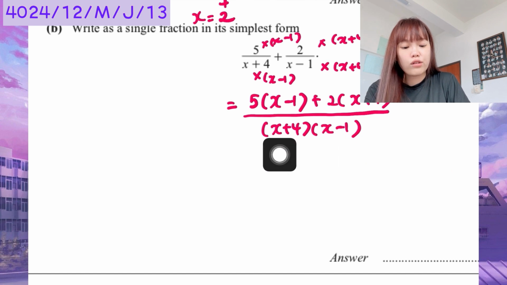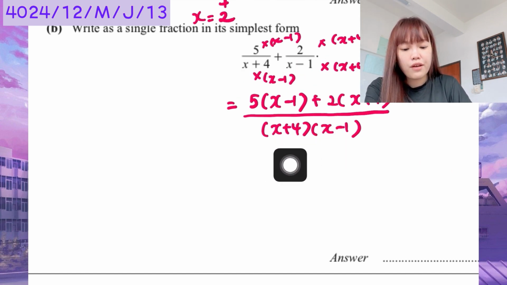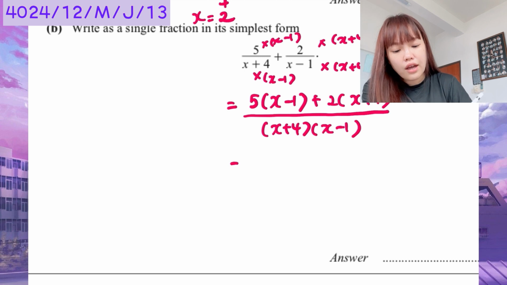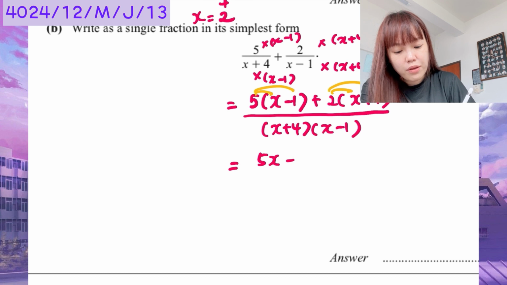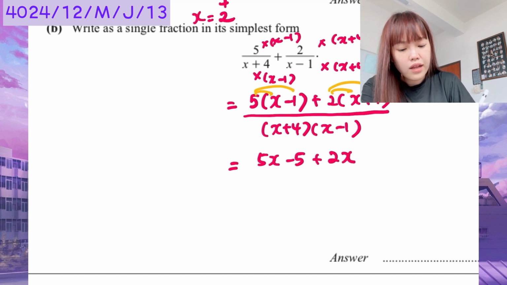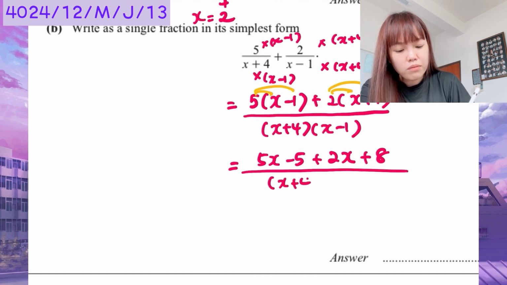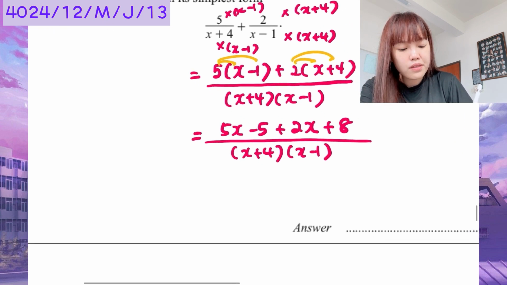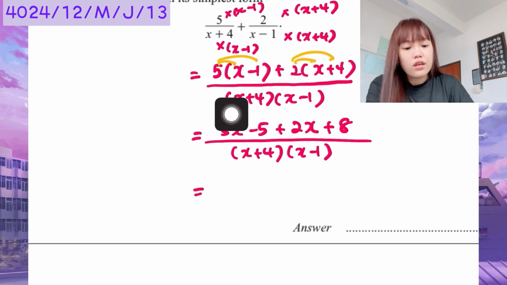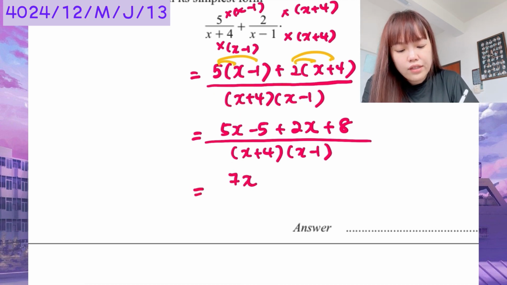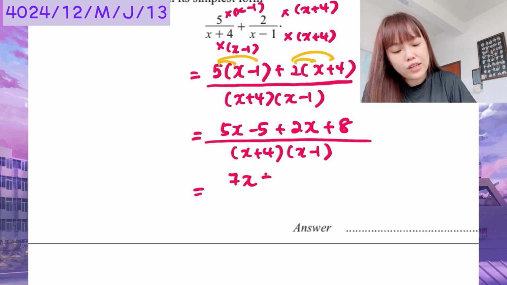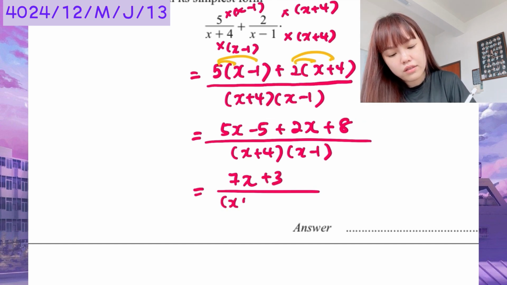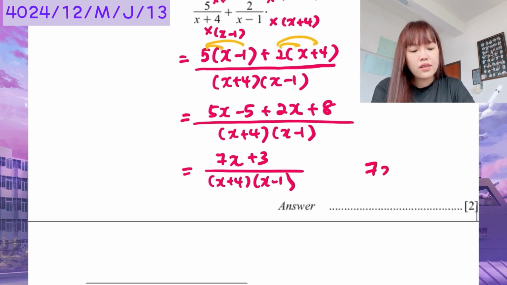Okay, you don't need to write down the 2 times. This is the same, left and right, the same as this. After that, you can expand this and this. This one becomes 5x minus 5 plus 2 times x, 2x, plus 2 times 4 is 8. The one at the bottom, the denominator, you don't need to times. Just leave it as it is. So 5x plus 2x is 7x. Negative 5 plus 8 is positive 3.